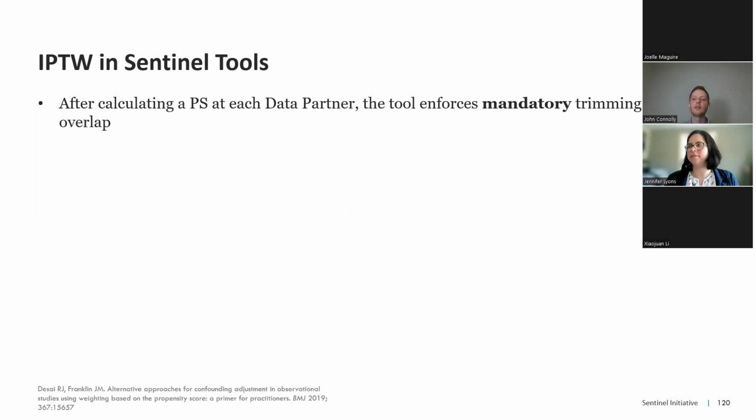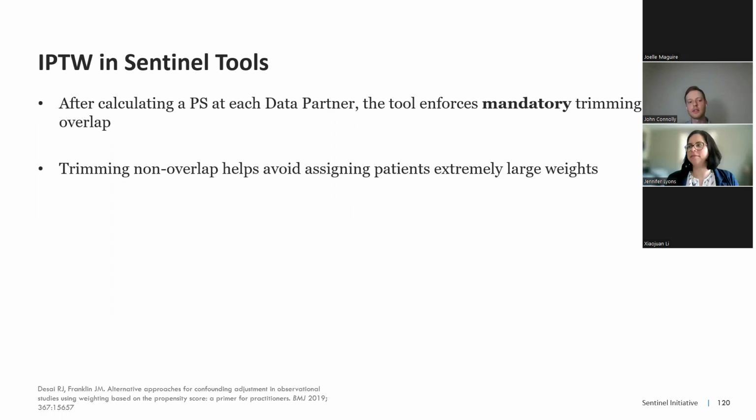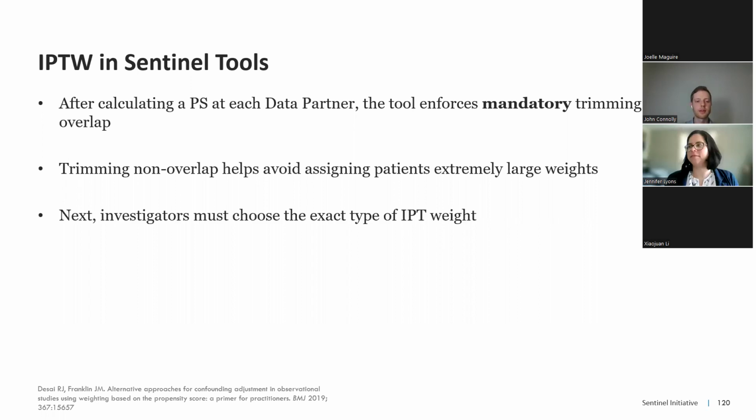And then after that is done, the tool was built to enforce a mandatory trimming of non-overlapping regions of the propensity score distributions. There's a couple reasons for doing this. One reason is to help potentially avoid assigning patients very large weights, which as we'll talk about later can be potentially problematic for IPTW analyses. Another reason is that this is often just generally recommended to help improve the internal validity of your estimates by excluding patients who don't have any suitable comparators in the other treatment group. So after you've decided what propensity score you want to estimate, the tool will go ahead, it will estimate that at each data partner, it's going to do the mandatory trimming.